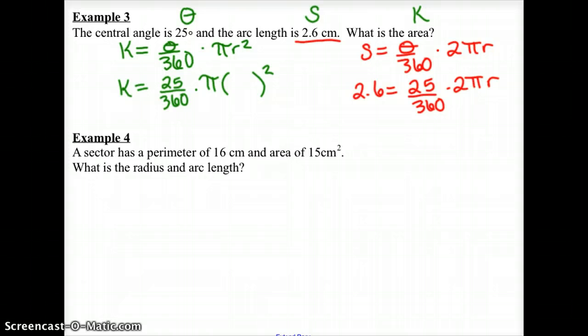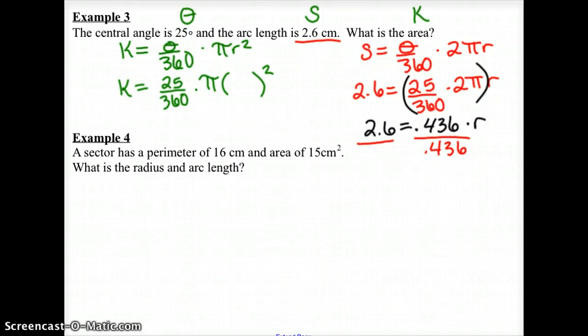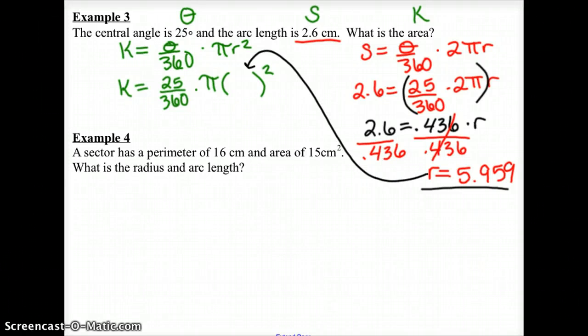If I multiply together what I have, I get 2.6 equals 0.436 times the radius. So I'm going to divide both sides by that value. And then I get the radius to be 5.959. Using this known value, I now can plug it back into my area formula and calculate the area of my sector.